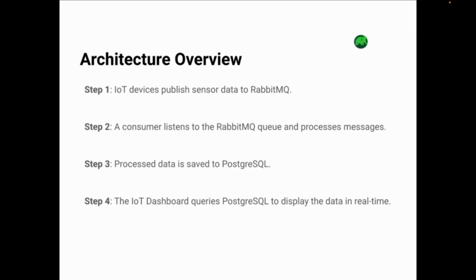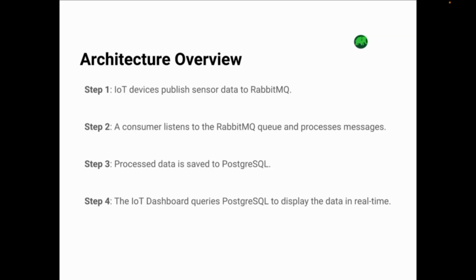Moving on to step 2. Here, a consumer service listens to the RabbitMQ queue. This consumer application is specifically designed to fetch and process each message as it arrives in the queue. Think of it as the listener that constantly watches RabbitMQ and grabs new data as soon as it's available.